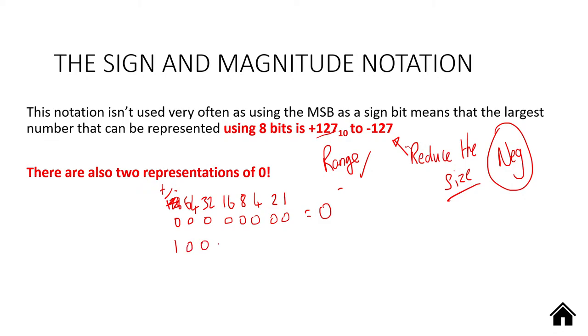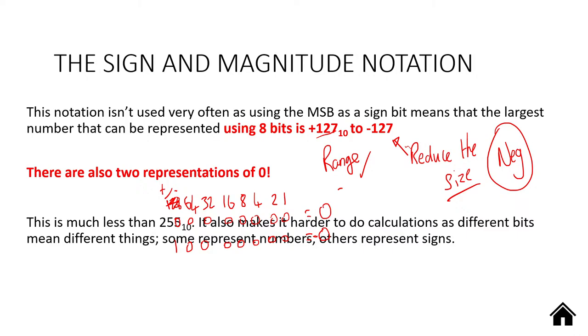What's that then? Negative zero? You can't have negative zero. It's just zero. What does that mean? That is one of the biggest disadvantages there as well. So if you get asked what the disadvantages are, there's a couple for you. Two representations of zero. Never heard of anything like it in my life.